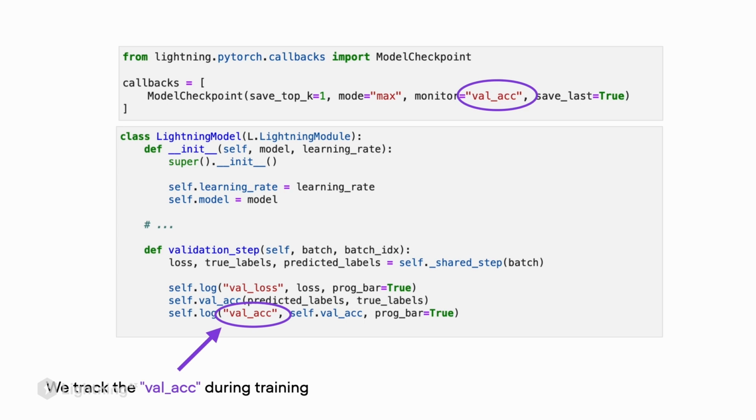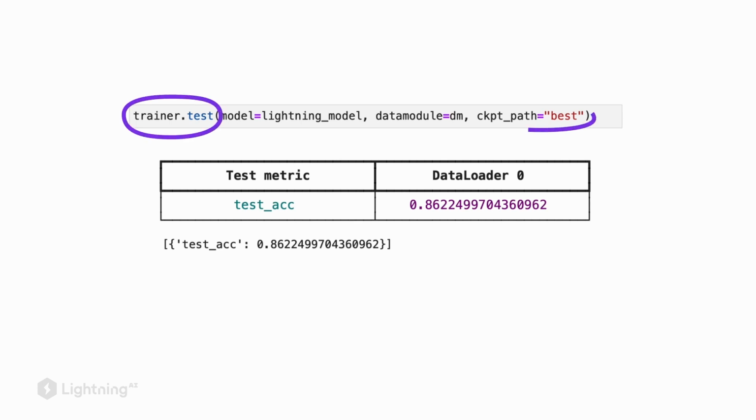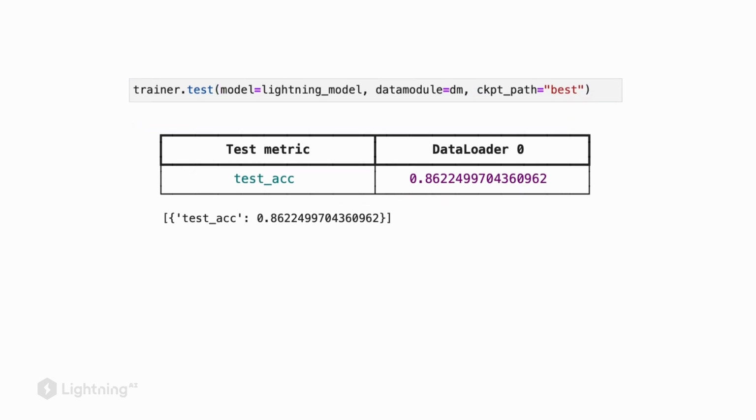So how can we then get this best model after training? Suppose the training has finished after calling trainer.fit. We can then evaluate the model on the test data using trainer.test. In the trainer.test method, we can specify the checkpoint path. By setting it to best, we can then evaluate our best model on the test dataset. So in this case, the best model has an accuracy of 86.2%.